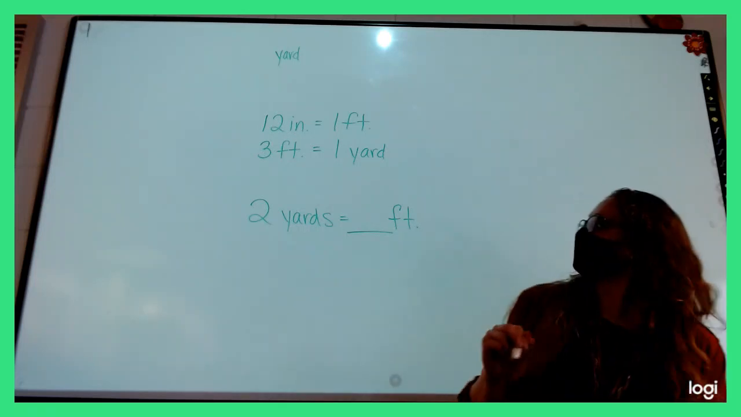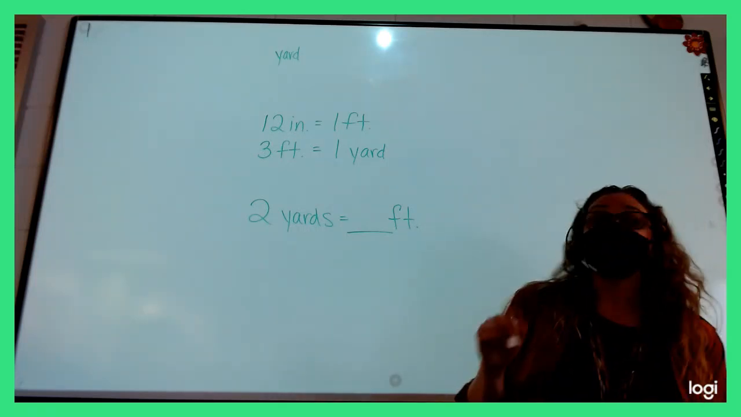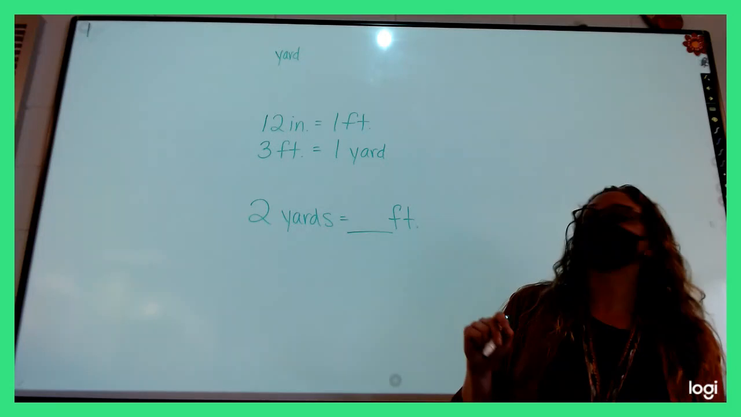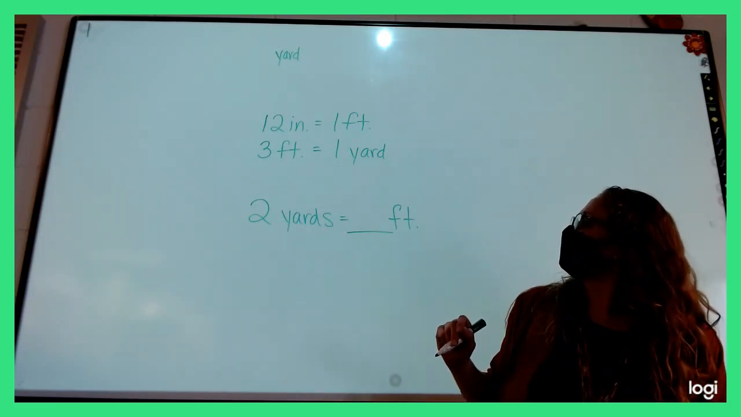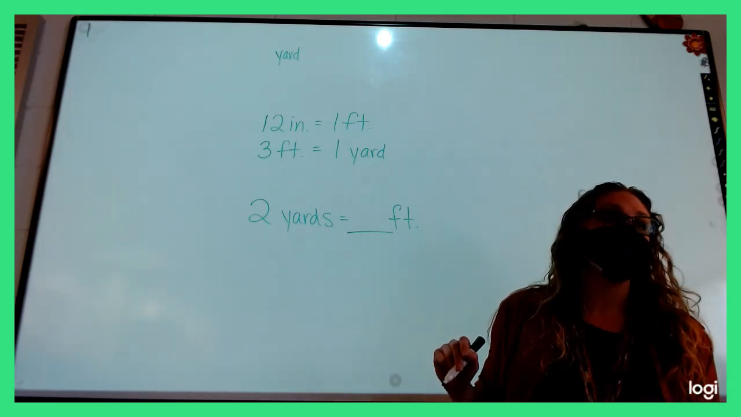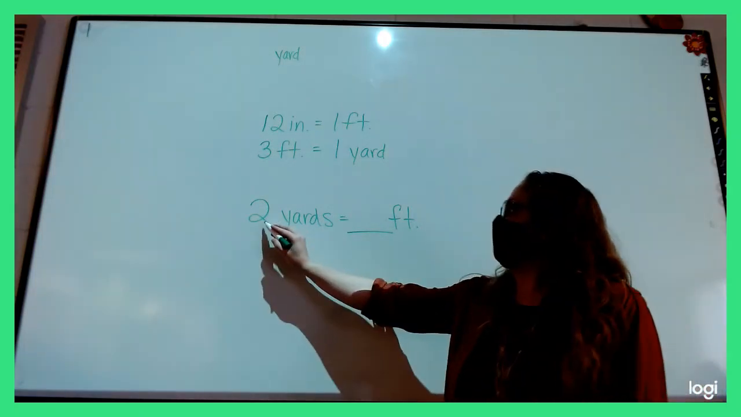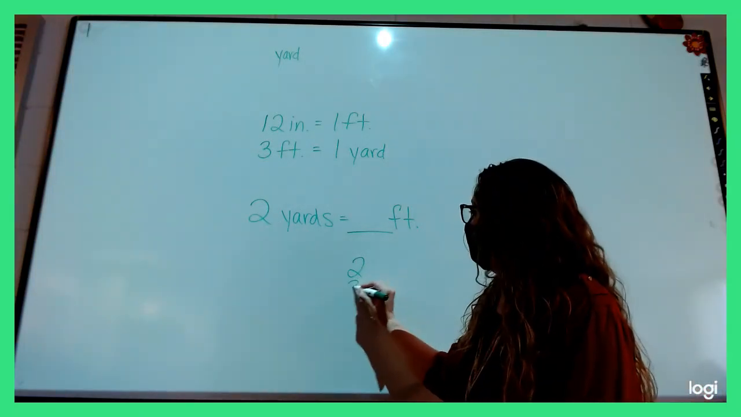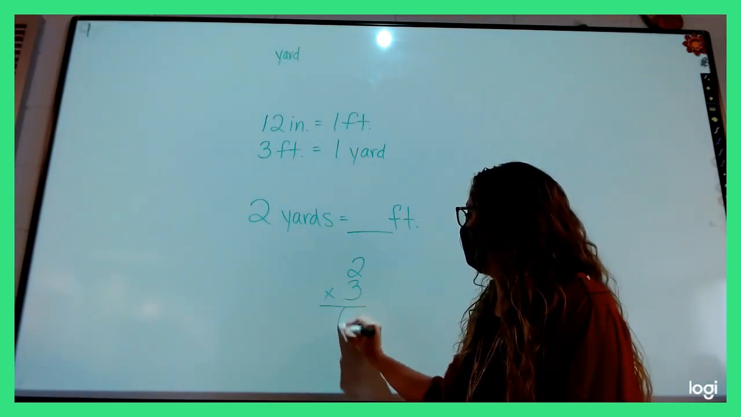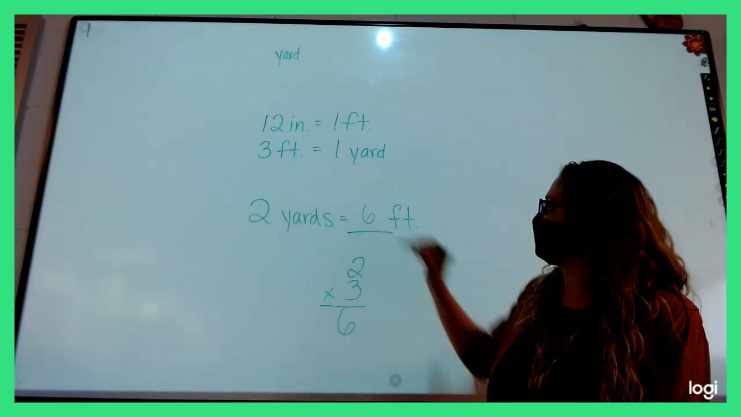Noah? You can use 2 times 3. You're right. How'd you know that? Because a yard equals 3 feet, and if you have 2, that means 2 of the 3, and 2 times 3 is the same as 3 plus 3. Exactly. So we know that in every single yard there are 3 feet, so if we multiply 2 times 3, we'll get 6. 6 feet.